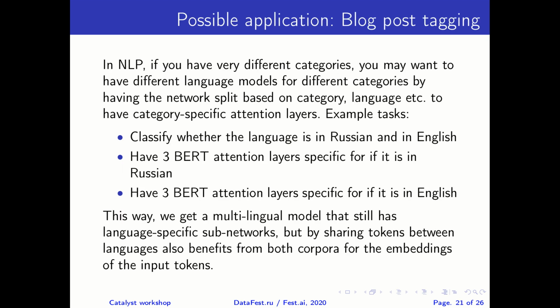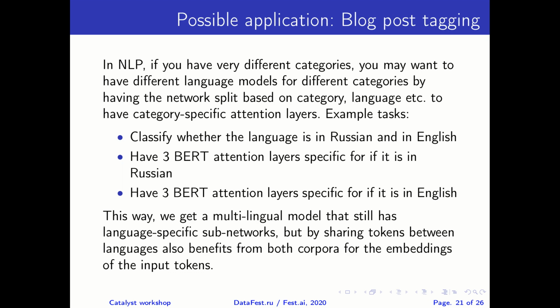Another task would be in NLP. So this is not computer vision specific. In NLP, if you have very different categories, you may want to have different language models for different categories by having the network split based on the category inside the network. So for example, you would have a binary classification branch, which predicts whether the language is in Russian or in English, and then you have 3 BERT attention layers specific for if it is in Russian, and 3 BERT attention layers specific for if it is in English.